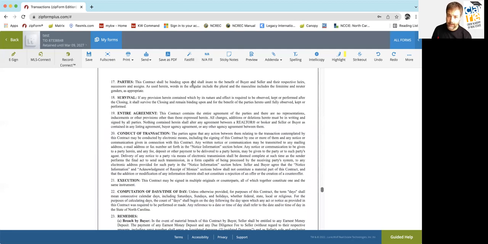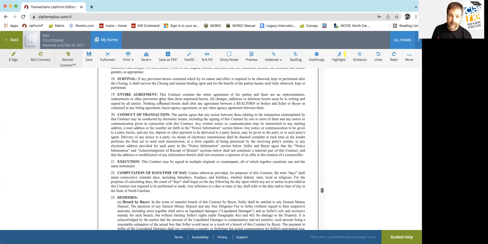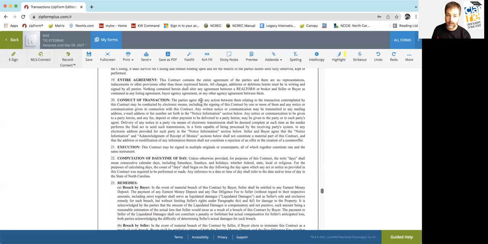Paragraph 17 identifies that the parties are the buyer and seller, and that's who this contract is between. If buyer or seller should pass, this estate will go on, or this contract will go on to their heirs and their estate. Which is what paragraph 18 says in regards to survival. Under paragraph 19, that says we've gone over the entire agreement. There's no hidden deals, no other handshakes or agreements. It's all agreed upon here in writing.